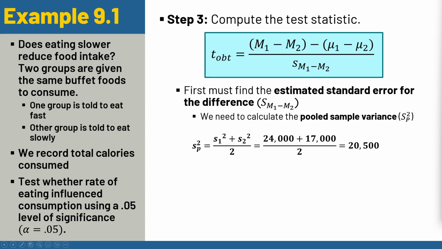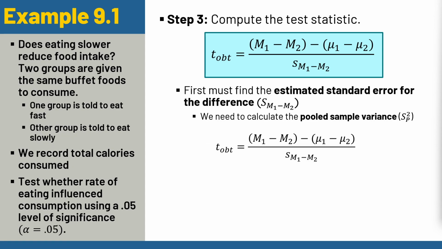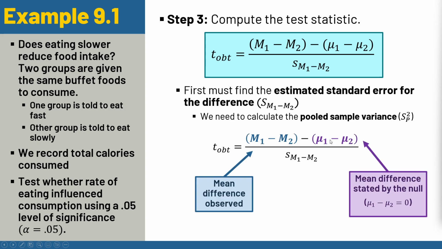So this is just exactly what you saw on the previous slide. Then we're going to use that to calculate estimated standard error for the difference. We're just plugging in numbers here. Right, we have our pooled sample variance, we have our sample sizes, we get an estimated standard error for the difference of 82.66. And then we'll plug that into our formula along with our sample means. The population means, though, that might be a little bit confusing, what we're supposed to plug in here. And fortunately, it's easy, though, right? Here we're using our sample means, our observed means, to calculate our observed mean difference.